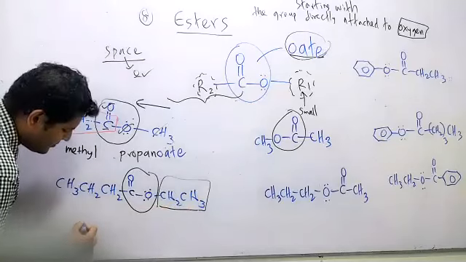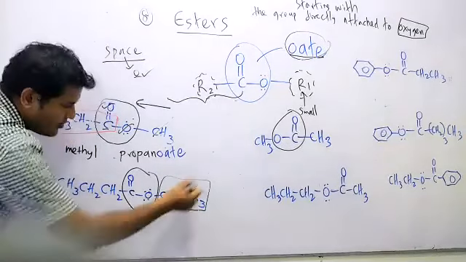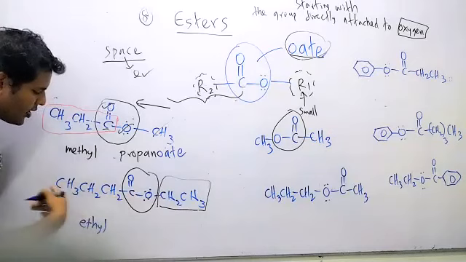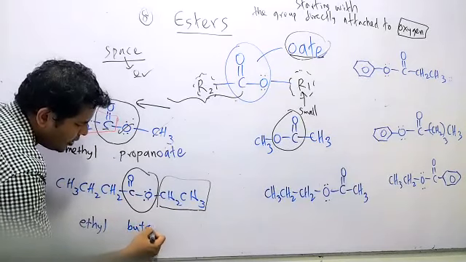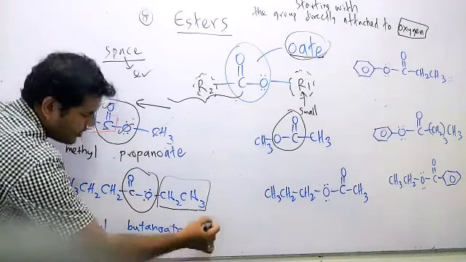This ethyl, this one. Keep a space. 4 carbons. Butanoate. Ethyl butanoate.